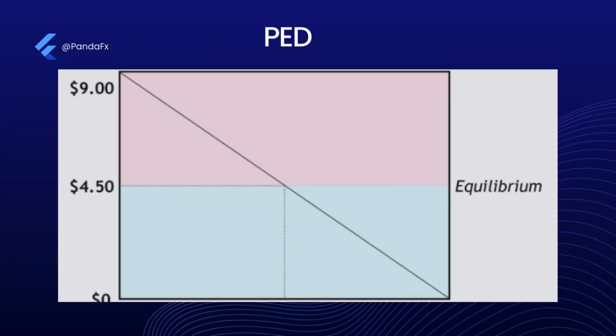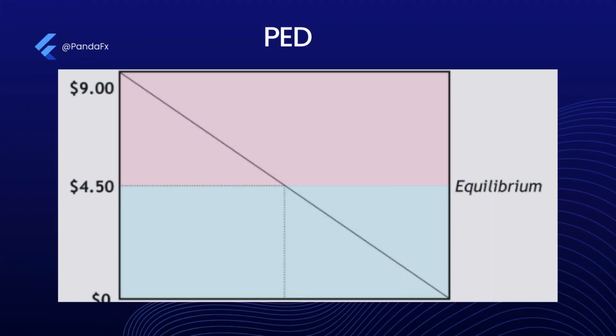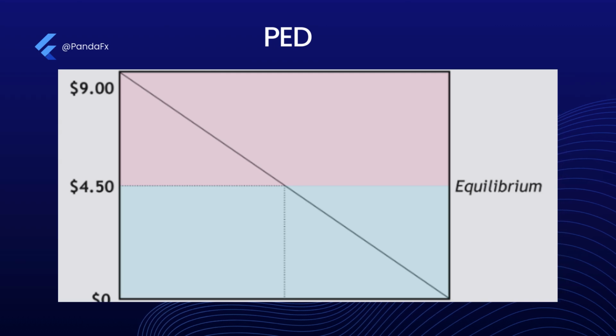So this is an example of a particular price move where price moves from $0 to $9 and the midpoint, which is $4.50, is the equilibrium level. So above it, from $4.50 and above to $9, that's premium. While below it, from $4.50 back to $0, that is the discount zone.